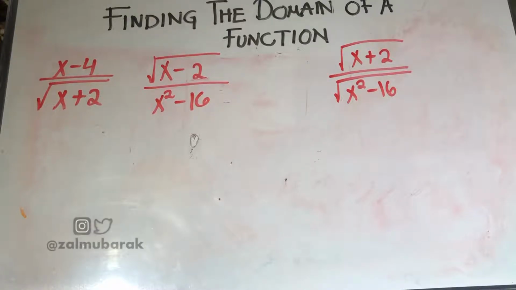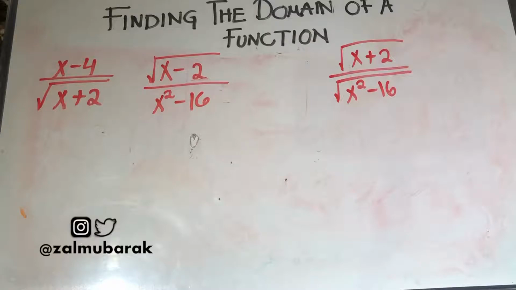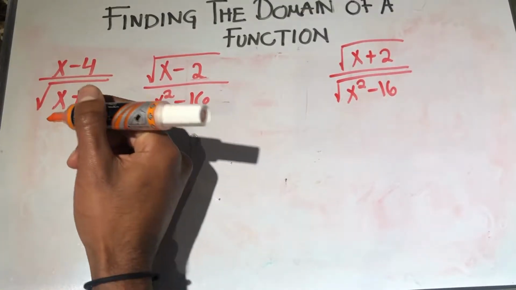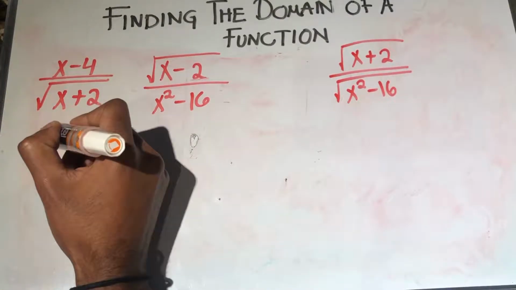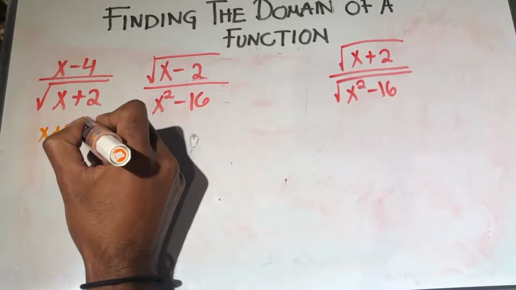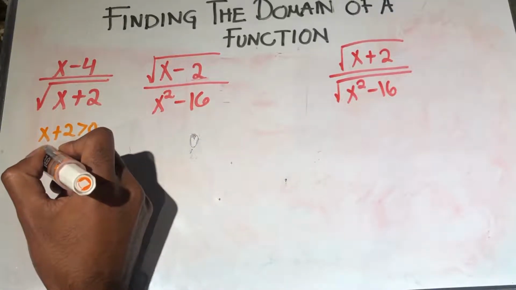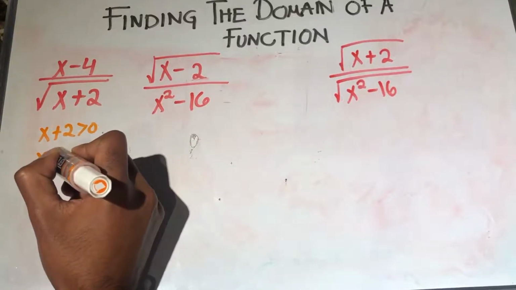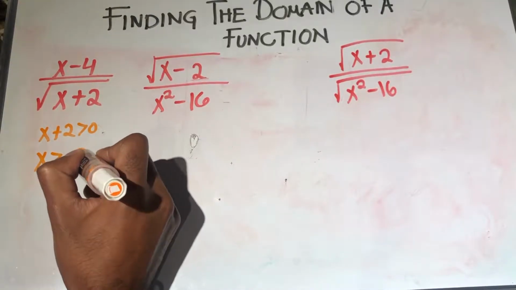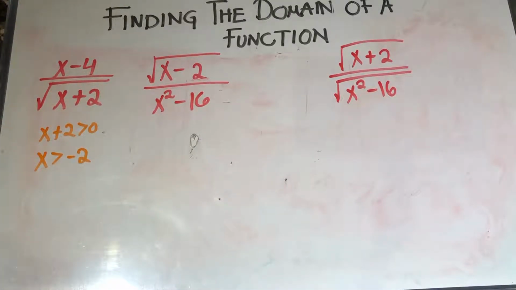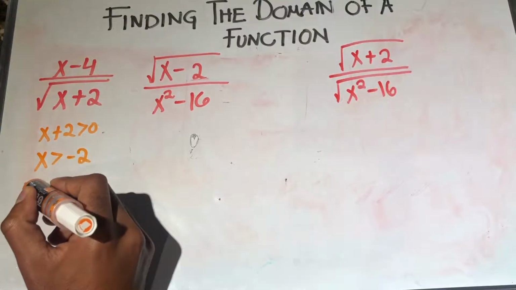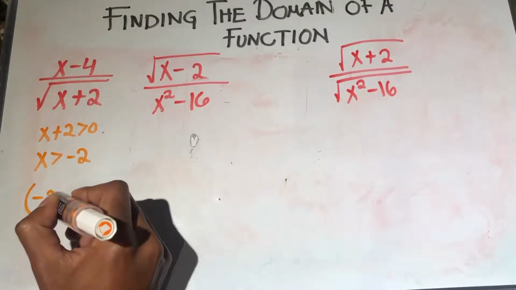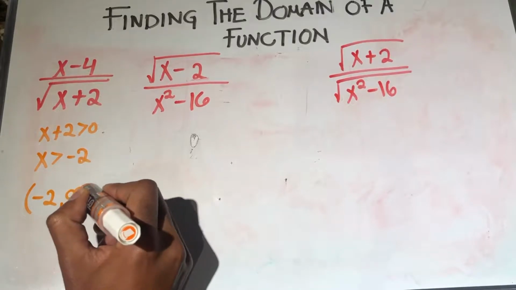Looking at our first example, since we can't have a zero in the bottom of the fraction, instead of writing greater than or equal to 0, we'll just have to write greater than and solve. So let's begin. We have x plus 2 is greater than 0, and then subtracting 2 from both sides, we're going to get x is greater than negative 2. And in interval notation, this is going to give us negative 2 to infinity.